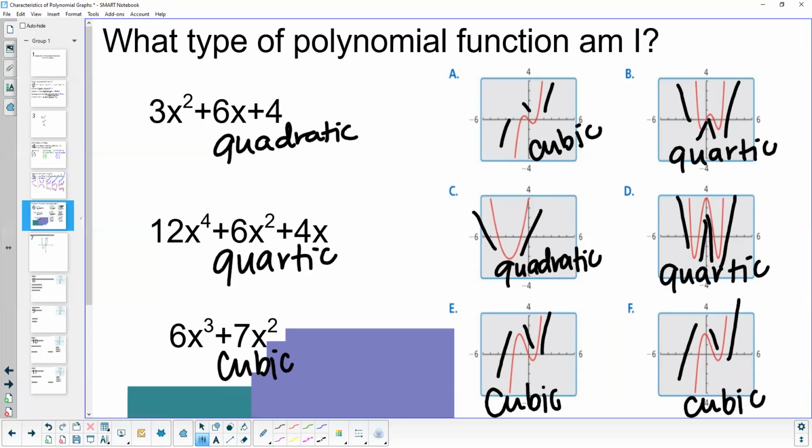If you have any questions, feel free to reach out, but that is how we can identify what type of polynomial function we have, whether it's from the equation or from the graph.